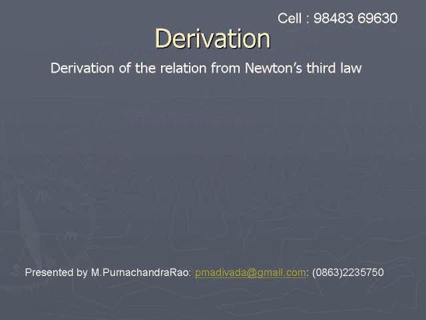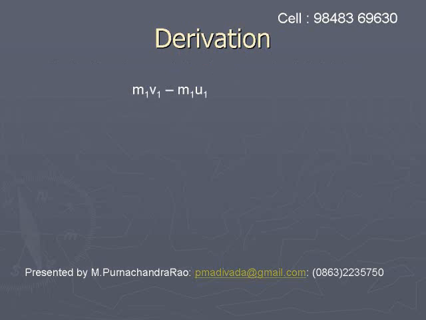Derivation of the relation for conservation of momentum from Newton's third law. The change in momentum of the first body is m1v1 minus m1u1. The final momentum of the first body is m1v1 and its initial momentum is m1u1. This is delta p1. The change in momentum of the second body is m2v2 minus m2u2. This is delta p2.